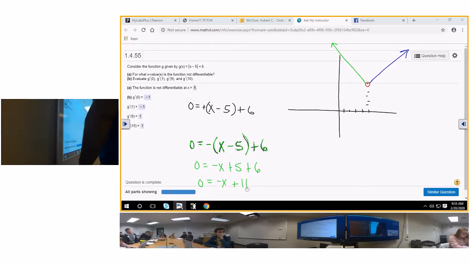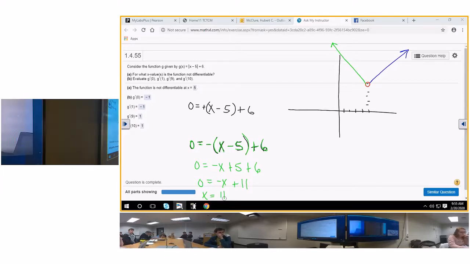And bring the x across. X is equal to 11. And that's going to be the x-intercept if that continued. If this continued, it would be out here. But what I'm showing you is how to find the positive and the negative of an absolute value.